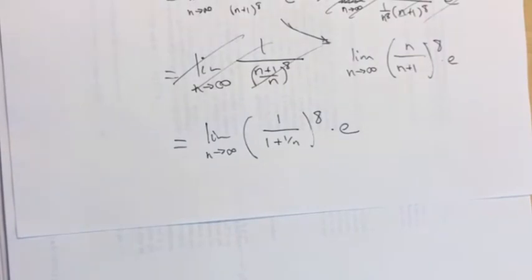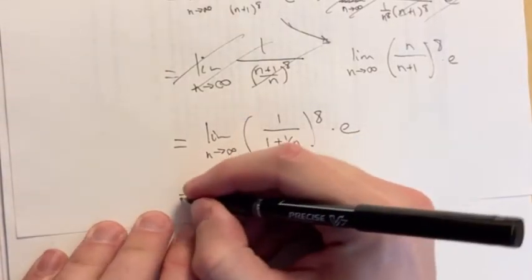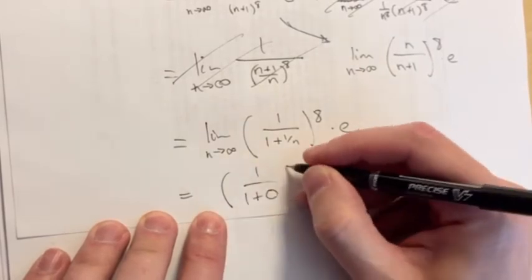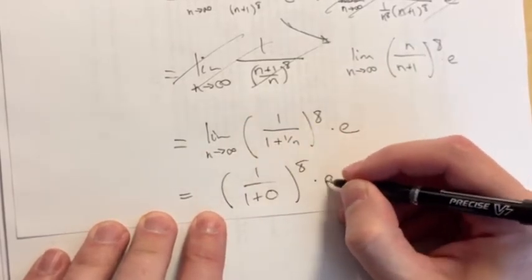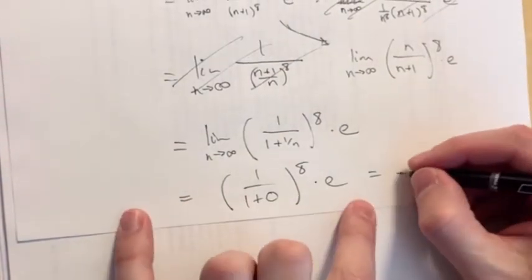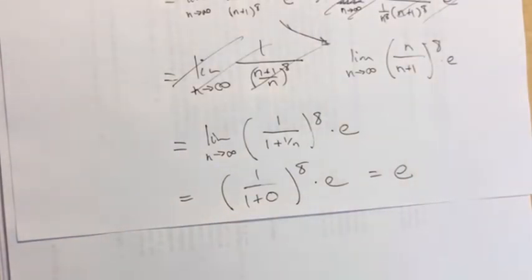And then we can take the limit. That little 1 over n becomes a 0, and the rest inside the parentheses is just going to be a 1. So this becomes 1 over 1 plus 0, to the 8, times e. All of that stuff to the 8 is just 1 to the 8, which is just 1. So the whole answer is e. This is what you get when you simplify that limit all the way.